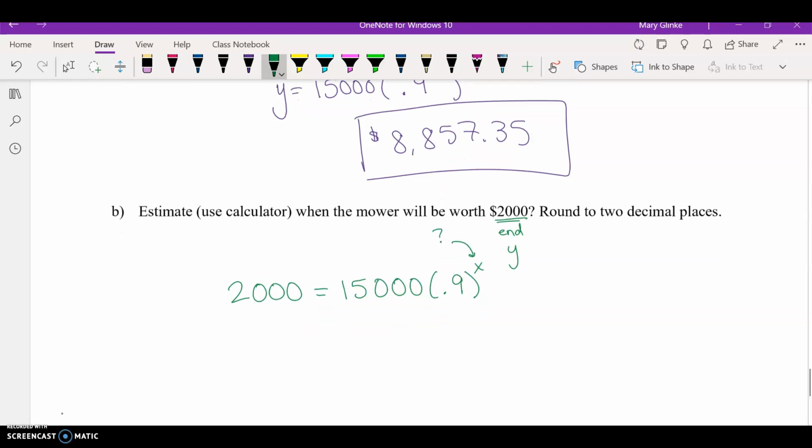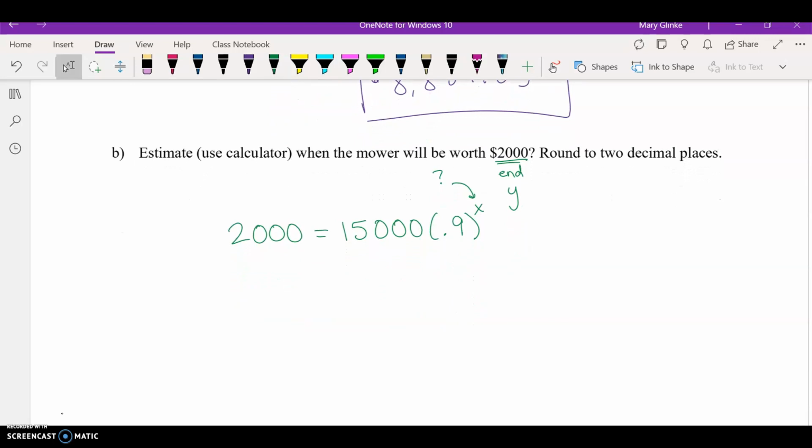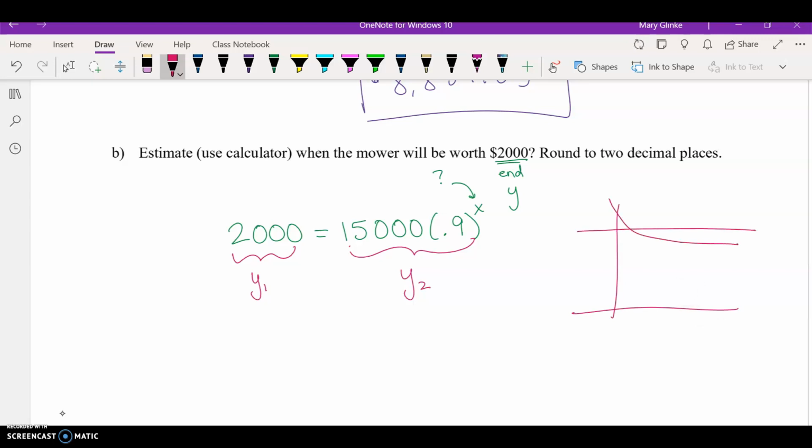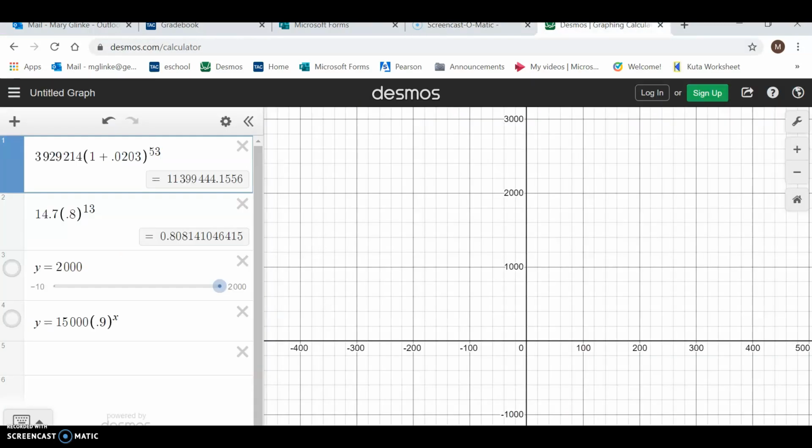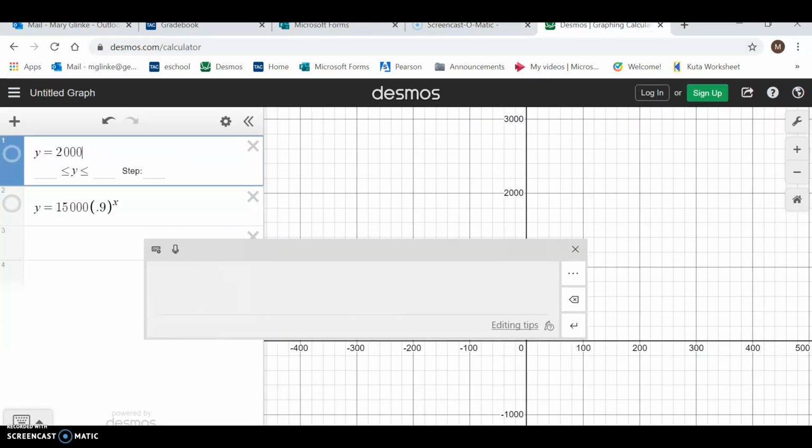So right now, we don't know how to solve this when you have the x up as the exponent. So what we're going to do is we're going to type this first part into y1 and the second part into y2. We're going to end up with a graph that looks like this and then like this. And what we want to do is figure out where these are equal to each other. So you are going to have to change your scale a little bit.